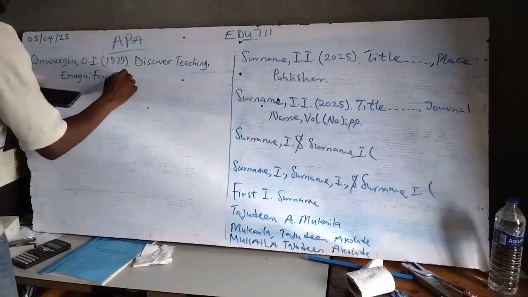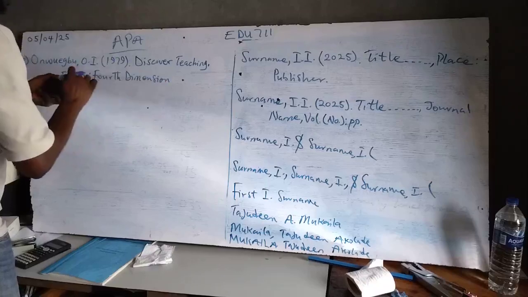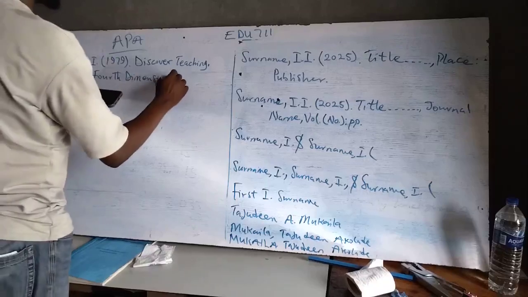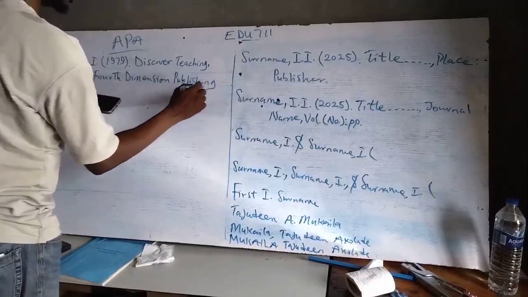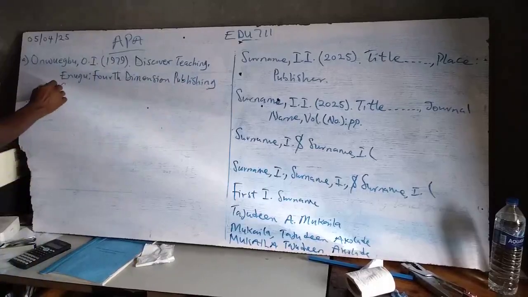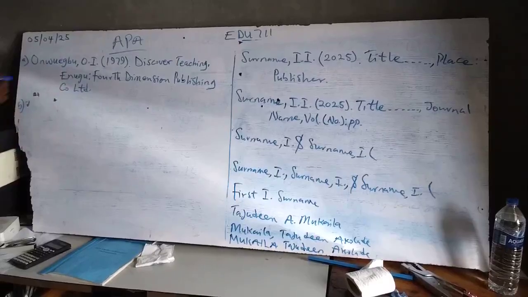Then you have the publisher, that is Fourth Dimension Publishing Company Limited. So that is, you have answered the first question. So the second part, which is B, the same thing.